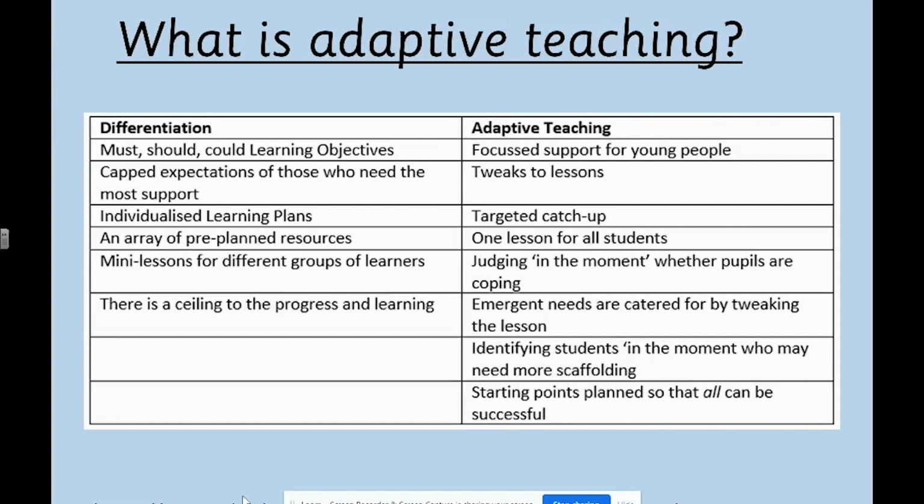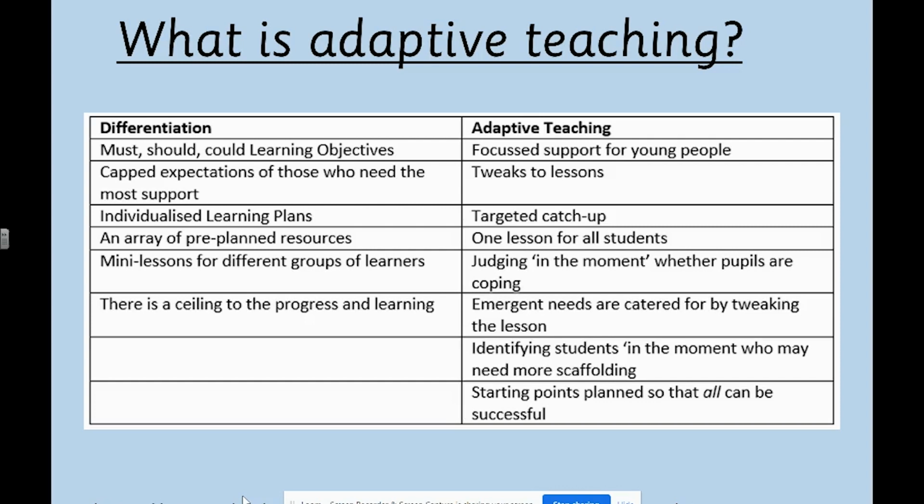So like I've already said, it is about being ambitious for all. It's about teaching to the top. It's about planning one lesson, making it accessible for all, not lots of little mini lessons for different groups, or creating lots of worksheets for different students, or changing the curriculum outcome for certain types of students. It's about judging in the moment and then responding to it.